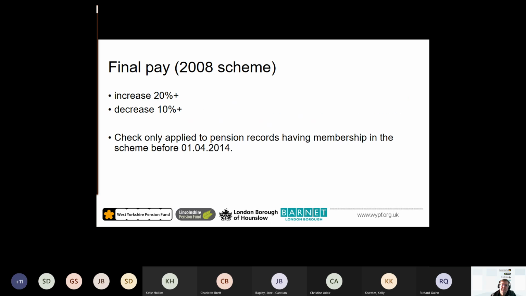Final pay: an increase by 20% or a decrease by 10%. We are going to ask you to have a look at this and just confirm that it's correct. The big issue with final pay tends to be that we've only been provided with the term time only pay rather than the full-time equivalent, or the part-time pay against the actual full-time equivalent, things like that. So there are reasons why the pay may have dropped from this year to last, depending on the information that's been provided. So again, it's just an opportunity for you to correct that information before we tell the member what their pension statement is.